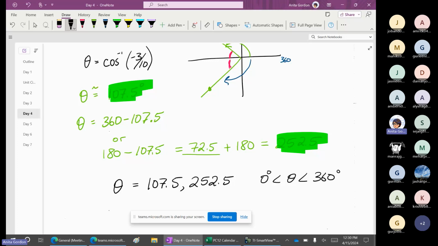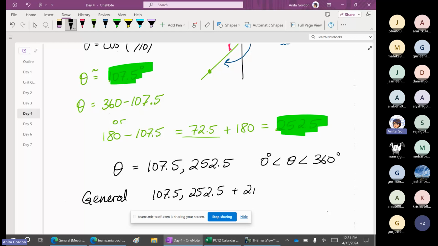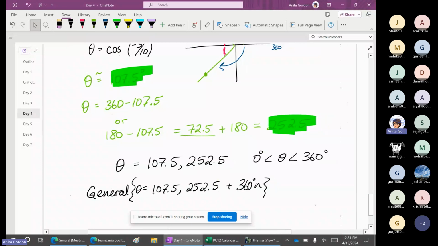I'm specifying that this solution only works in the first rotation. The general solution would be 107.5, 252.5 plus 2 pi n. Actually, technically, since we're in degrees, this would be 360 n. But you understand my point there. Okay, sorry for my little mistake there. But that is the end of lesson 4.